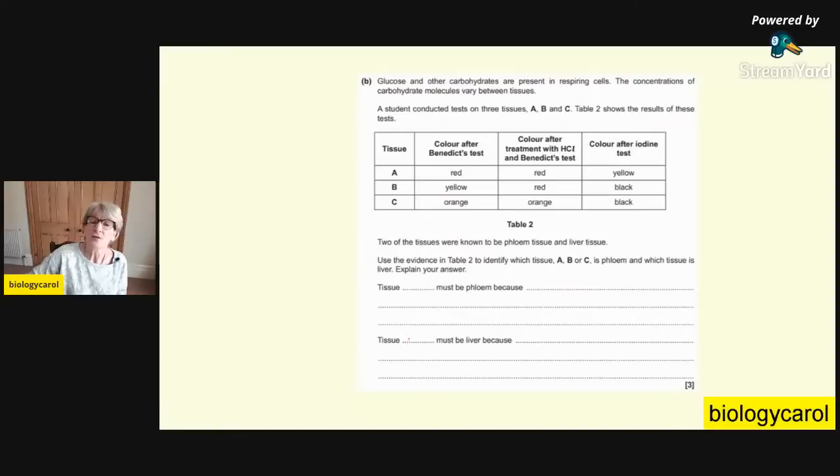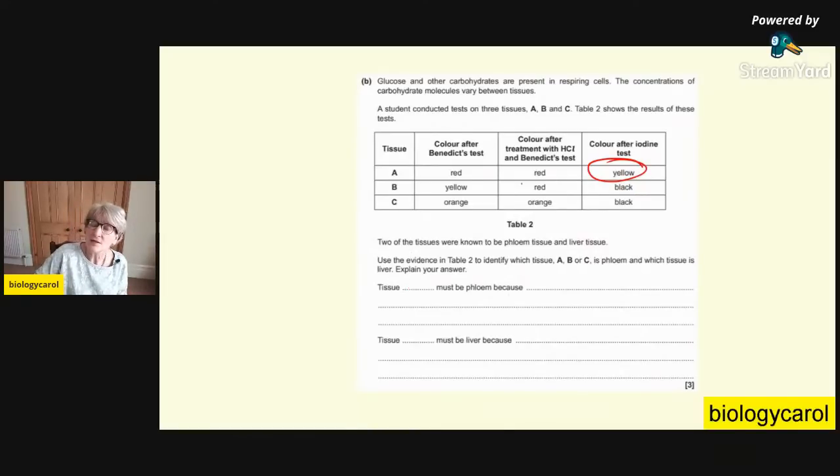So the most obvious to me, looking through here, is this result here. This is saying that it is negative for starch. These both are showing the presence of starch. Animal cells never ever have starch in them. So A is definitely the liver, because it's the only one that was negative for the starch test.